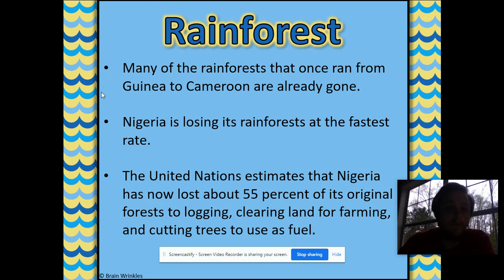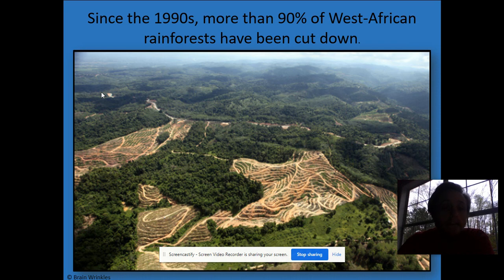Many of the rainforests that once ran in Africa are already gone. Nigeria is losing its rainforest at the fastest rate. The United Nations estimates that Nigeria has lost about 55% of its original forests to logging, clearing the land, and cutting trees to use as fuel. Since the 1990s, more than 90% of West African rainforests have been cut down. This is just another example.